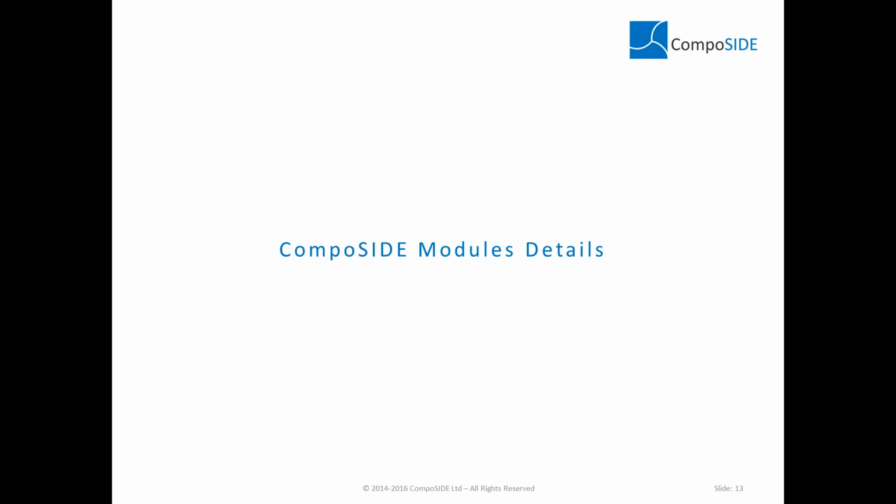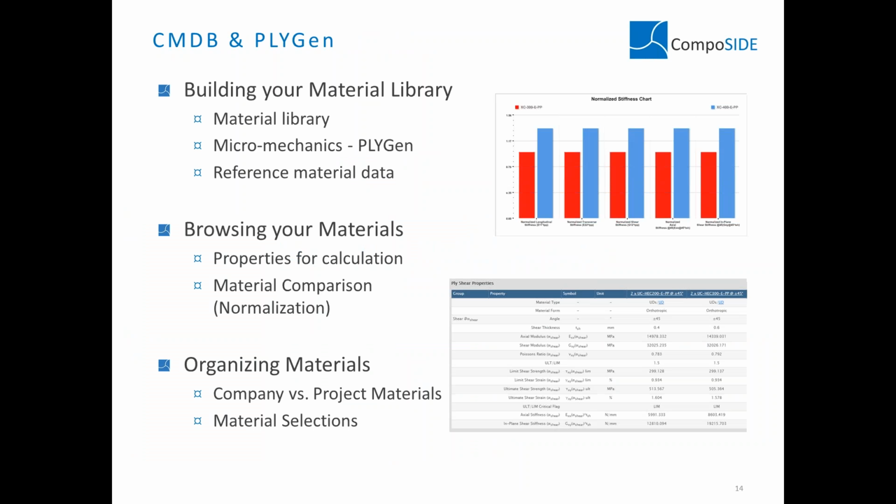So in terms of the key modules that will be looked at later on in the live demonstration, I mentioned CMDB. CMDB is the Composite Material Database, so it's a management system to allow you to manage all your materials and plies. It basically allows you to build your own material library by using some of the 60 materials we provide and adding your own as well. It allows you to create and evaluate new plies through micromechanics, or to create new material based on a reference material data. All the materials can be fitted with all the properties for calculation, and you can perform material selection, analysis, comparison, and normalization.